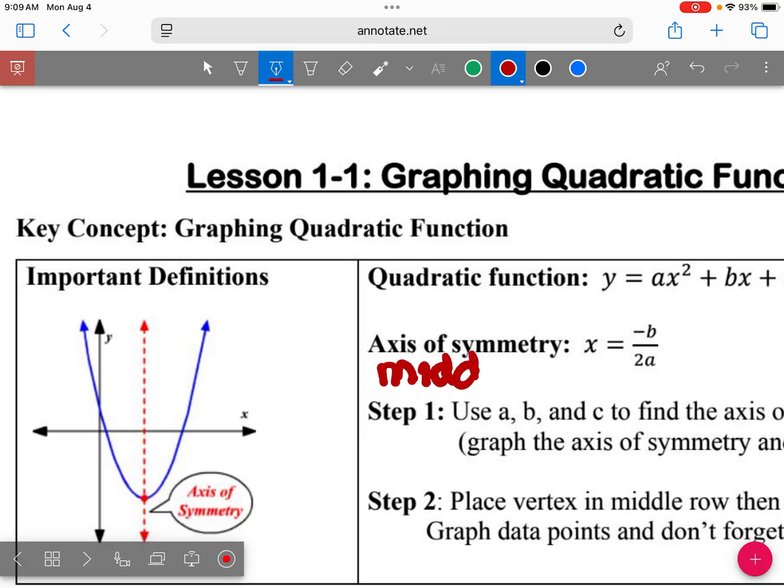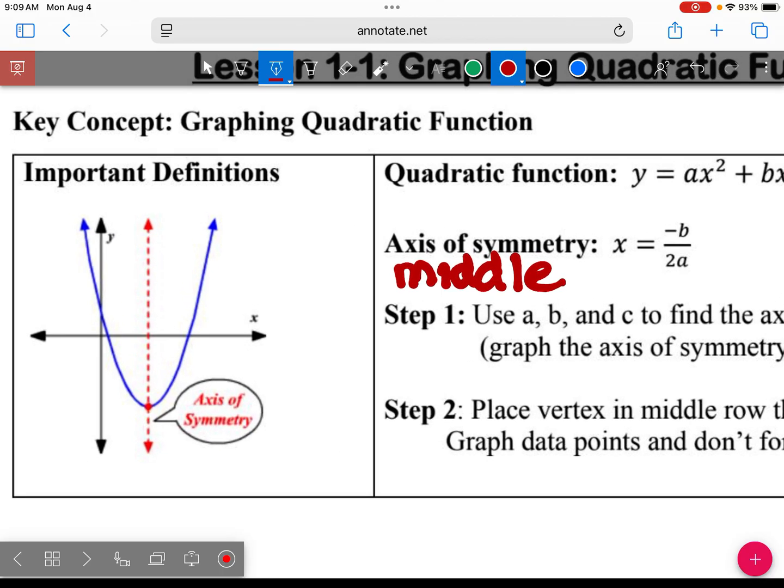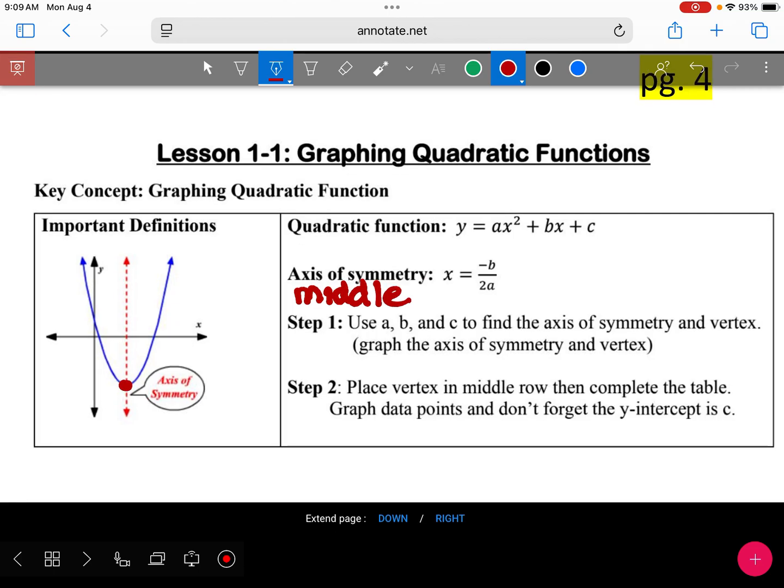That's what that is. All right, that middle point is important because it's going to tell us a lot of important things about it. One of the things it's going to tell us is what the x value of our vertex is. So that would be my vertex. So in order to find this axis of symmetry, this is our formula that we're going to use. And then after we find it, we're going to substitute it back into the equation to get y.